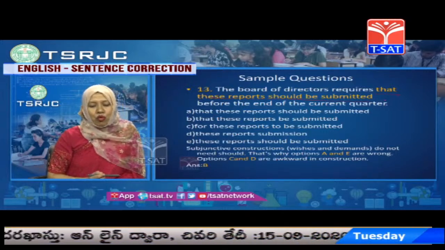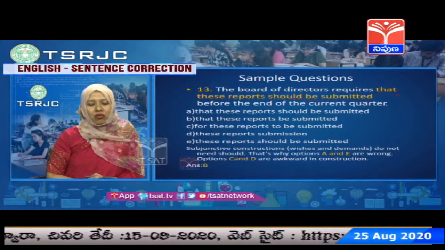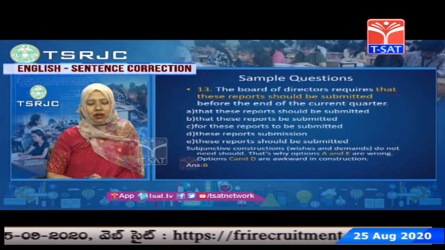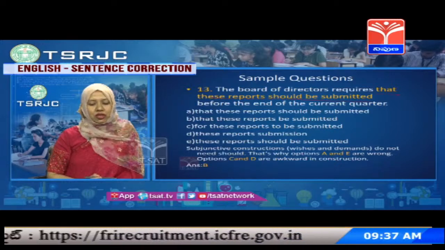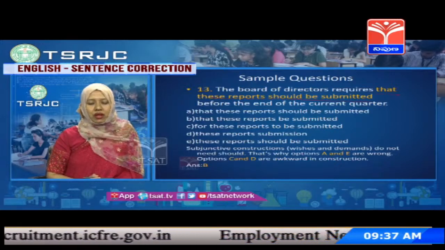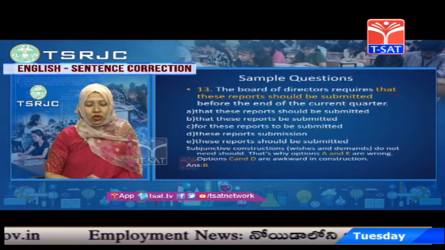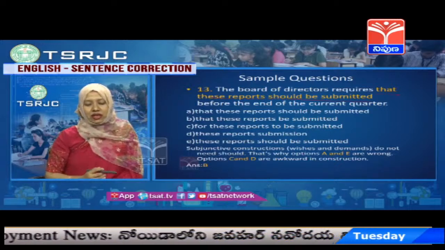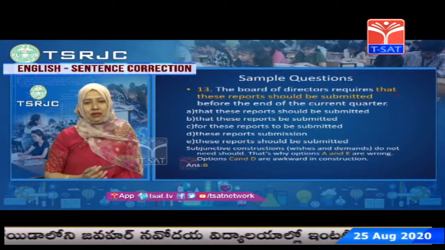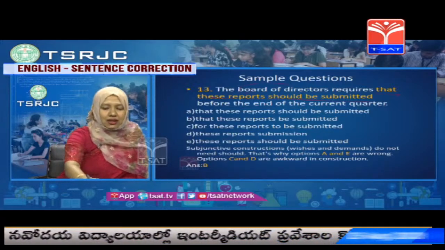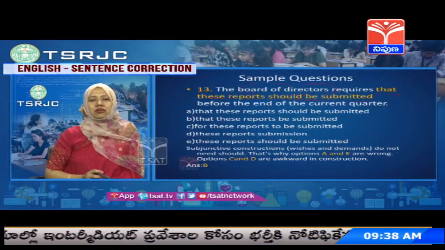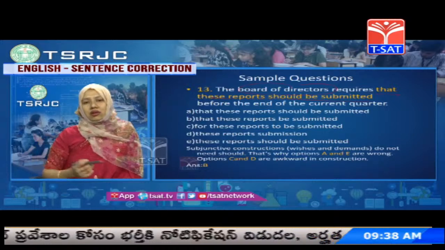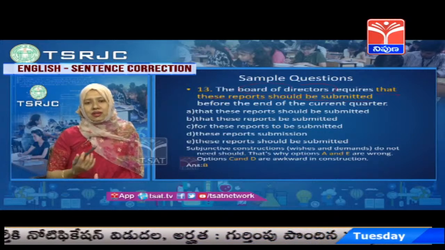B. That these reports be submitted. C. For these reports to be submitted. Option D, these reports submission. Option E, these reports should be submitted. Now, if you look here at the subjunctive construction, wishes and demands. Now, here the board of directors are demanding something. They are demanding to submit the report. It's a command, it's a demand.